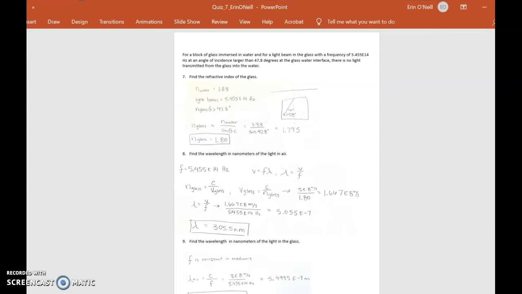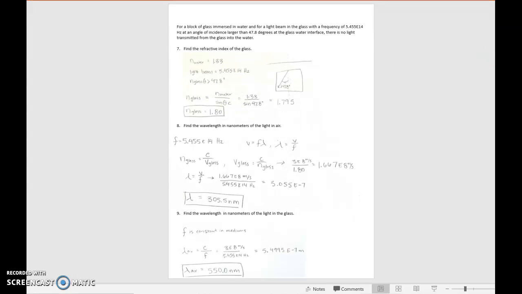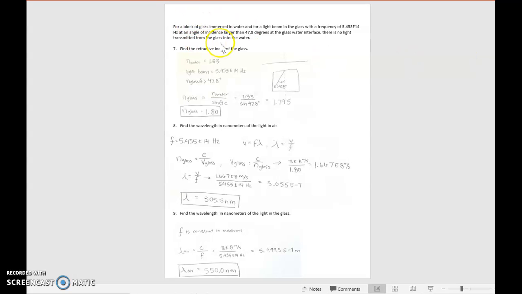So this one's about a reflected light beam on a block of glass immersed in water. And since we know what the frequency of the light beam is, we know that that's going to be consistent throughout different mediums, air, water, glass. And so then what we do is we have this. We know that the angle of incidence is larger than 47.8 degrees.